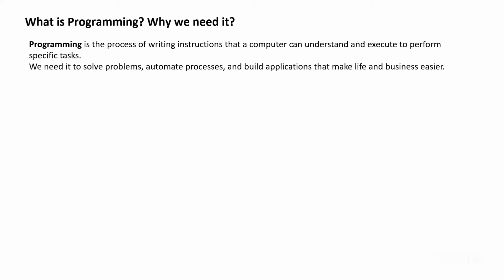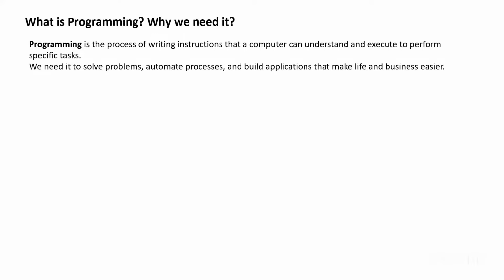But what do you mean by programming and why do we need it? The set of instructions you give to a computer is called a program, but the process of writing that instruction so the computer can understand and execute a specific task on a platform, that whole process is known as programming. We need to solve a problem, automate a task, or build applications. We need to build websites. We need to clean the data. Whatever sets of instructions you give, that is called programming.